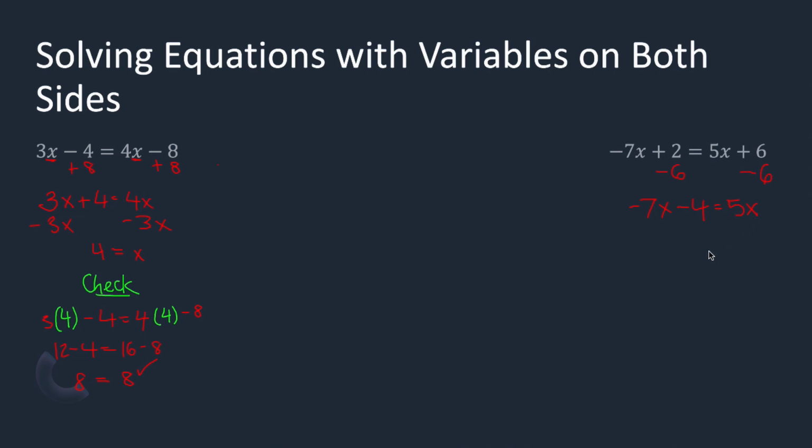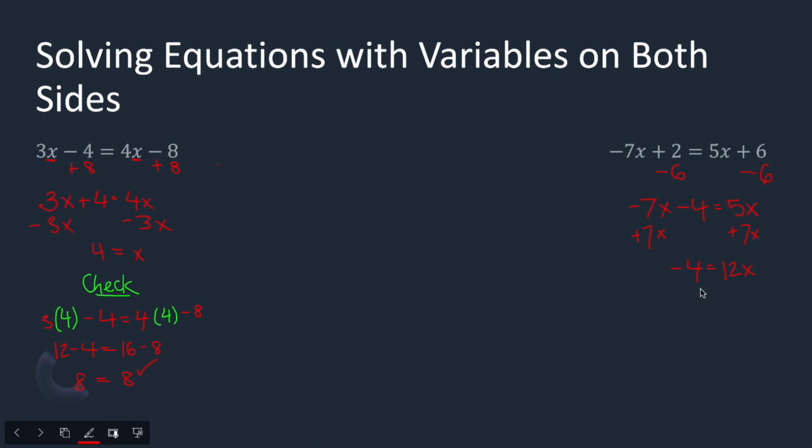Again, we're not done yet. We need to move this to this side and the whole thing to this side. So we need to add 7x to both sides. And this gives us negative 4 is equal to 12x. I prefer to keep the variable coefficient positive, and in another video I'll tell you what a coefficient is and all that vocabulary. So we are left with negative 4 is equal to 12x.